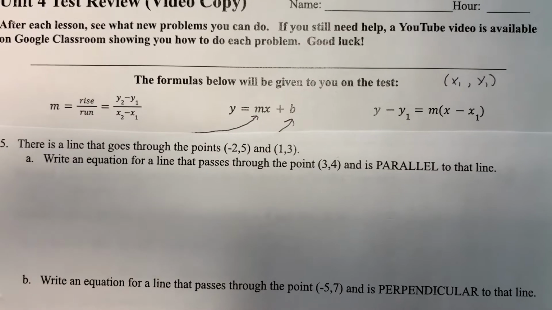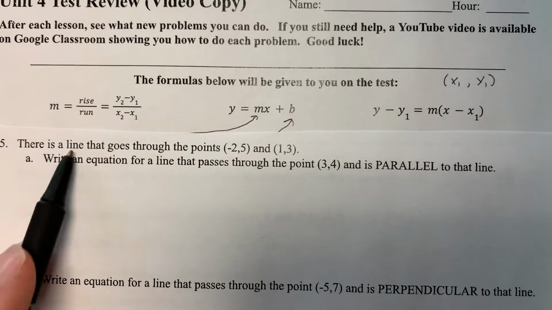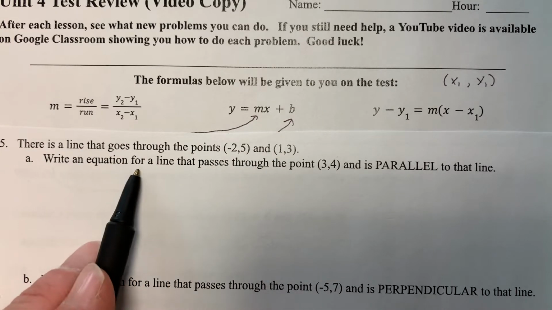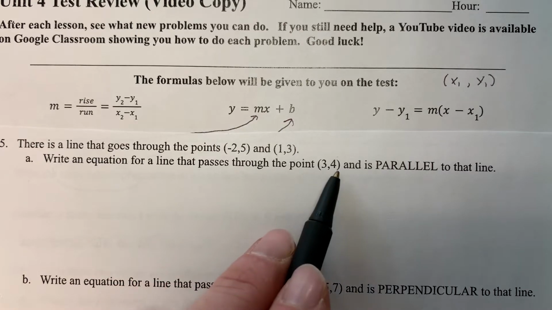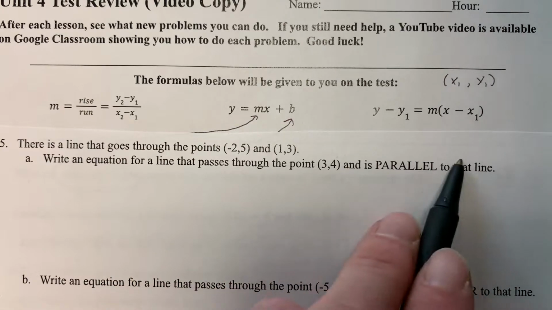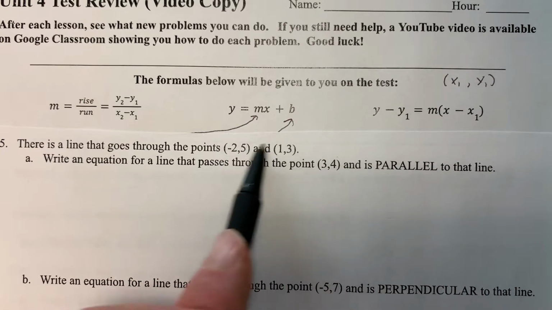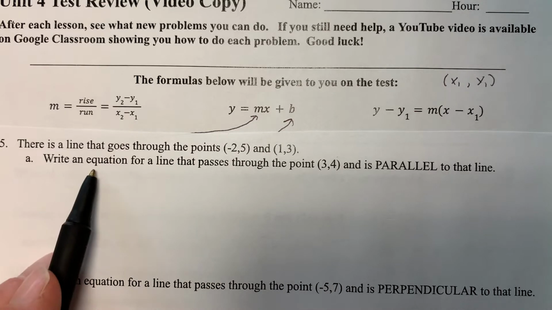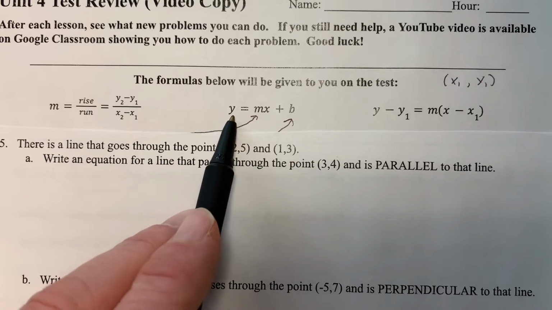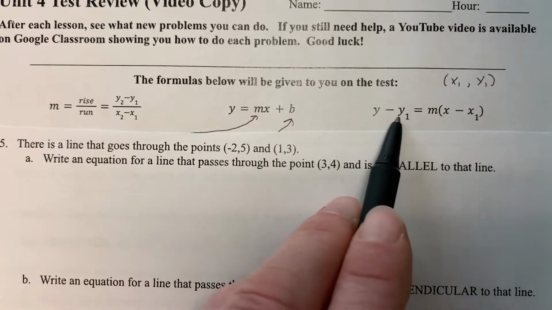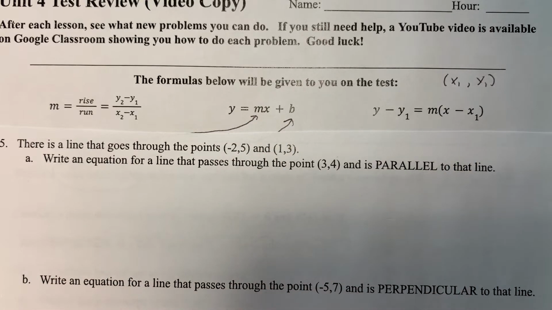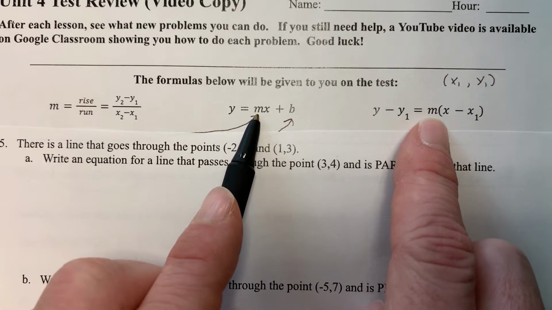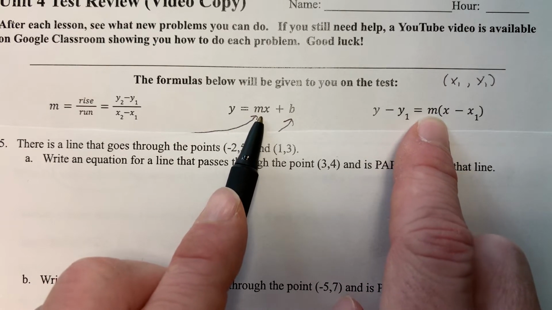All right, problem number 5 says that there is a line that goes through these 2 points, and we need to write an equation for a line that goes through this point and is parallel to the line that goes through those. So we're gonna have to write an equation. To do that, we're either gonna need to use this form or this form. And you'll notice that no matter which one of these we use, we're gonna have to figure out the m value, and the m value is the slope.